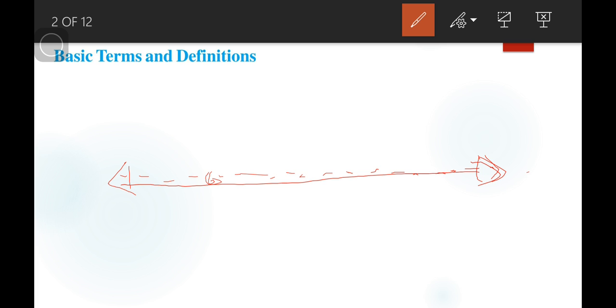To denote a line we take 2 points A and B and say AB, and we put such a sign on AB. So it is known as line AB. We can call it line AB. So that is about a line.